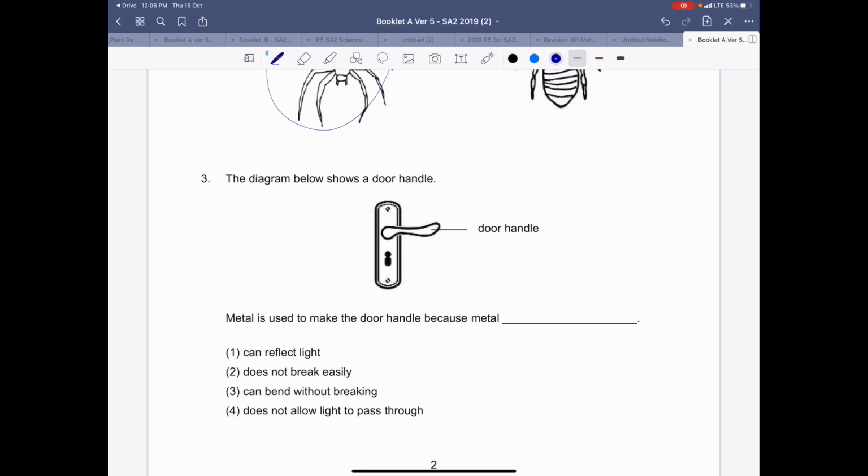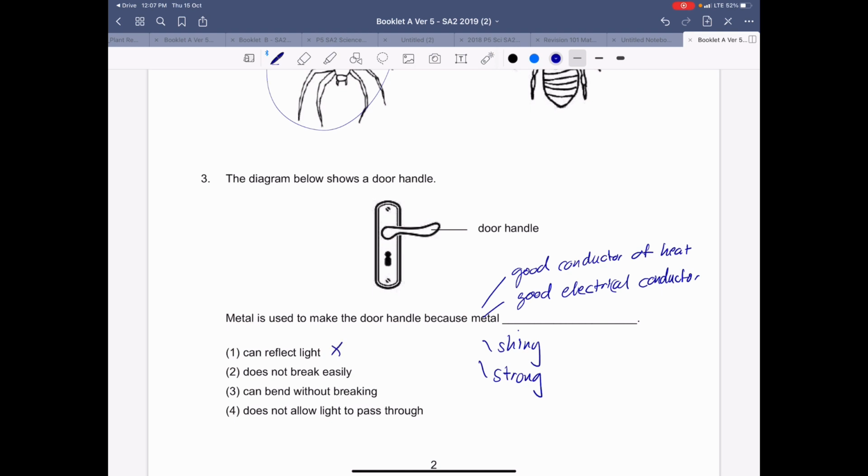For example, we know that metal is a good conductor of heat. It is a good electrical conductor. It is shiny. Okay, so there are many other characteristics. It is also strong, but which of these characteristics is useful for the purpose? So in this case, you want it to become a door handle. If you ask me, out of the 4, it can reflect light. Not quite. It does not break easily.